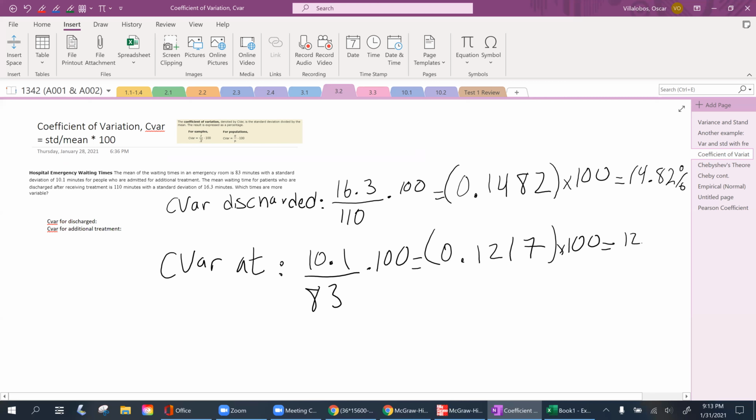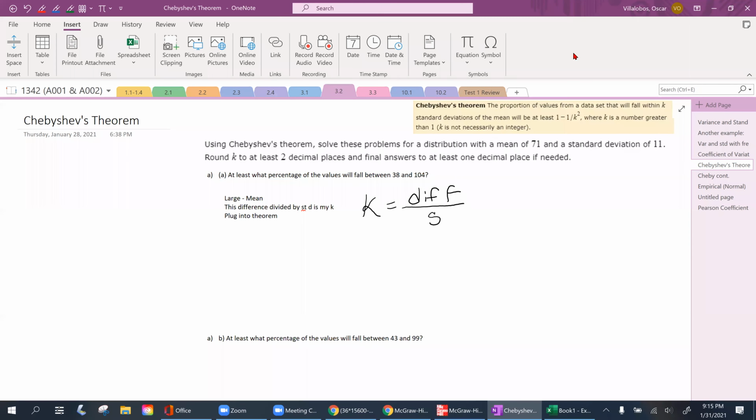This is going to be 12.17%, right? So the one with the highest CVaR is going to be my discharge. For this next example, it's going to be a very useful theorem. It's going to be Chebyshev's theorem.